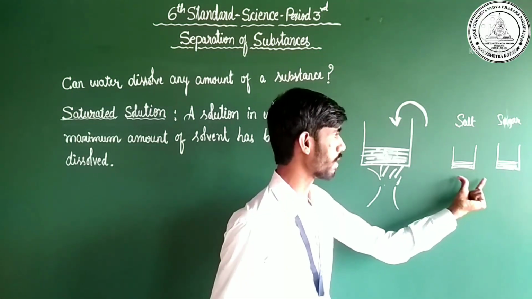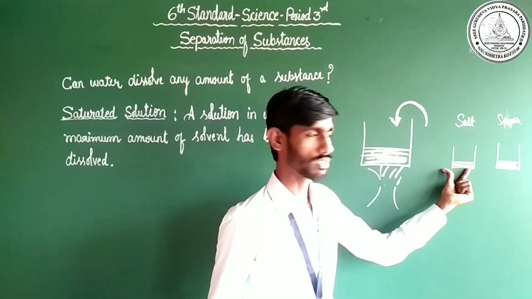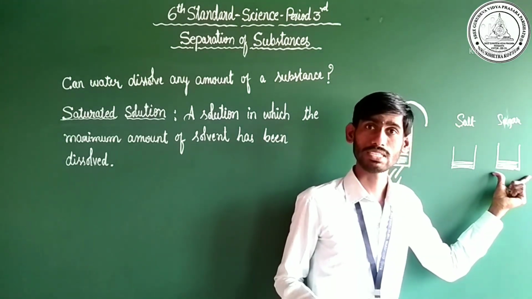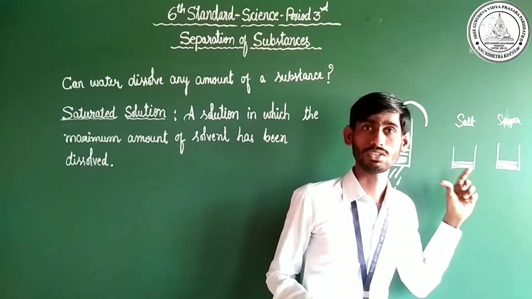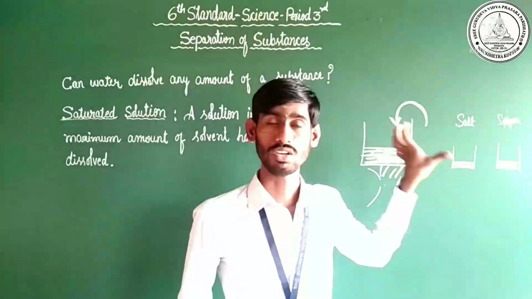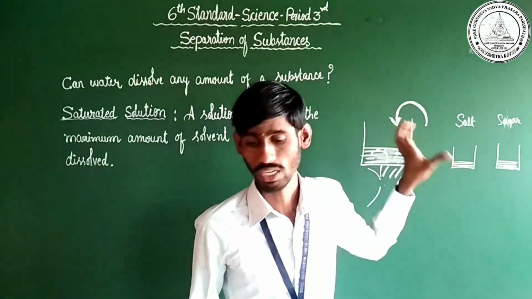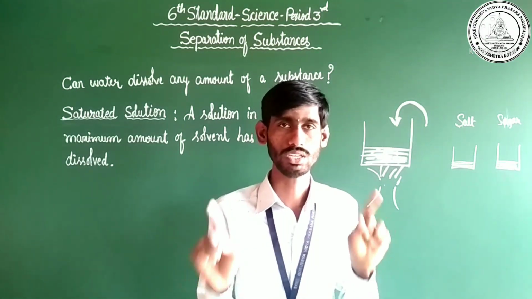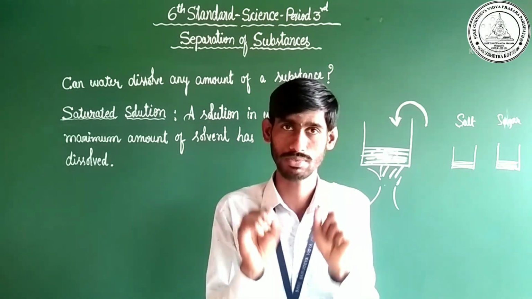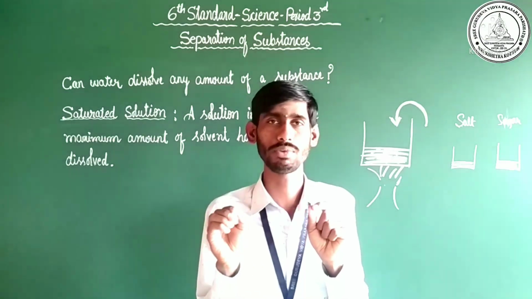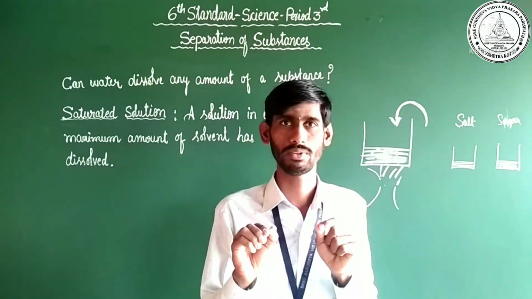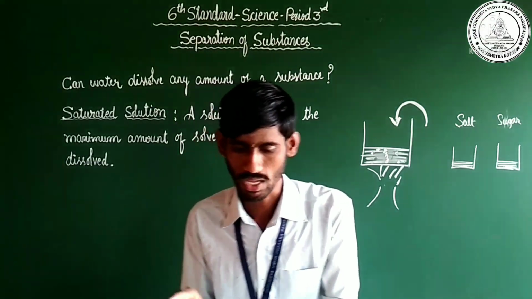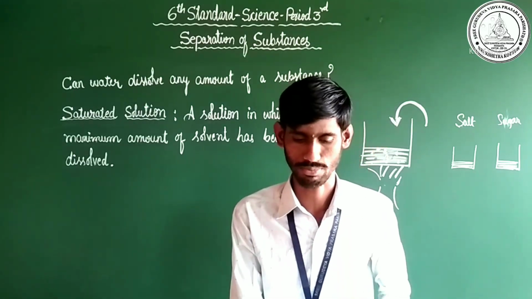The data might be up to 10 spoons for one, and it might be 8 spoons for the other. So the water dissolves substances in different amounts, not the same. Water dissolves substances in different amounts, I mean different quantities. Dear children, this is a very important point. This is all about the class on separation of substances.